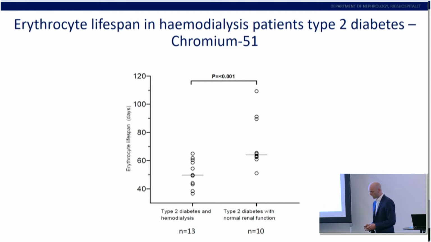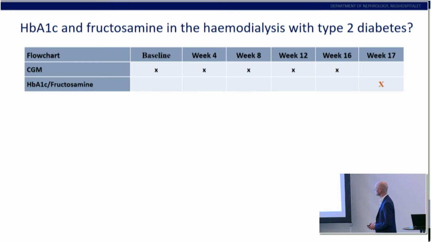And here are the results. So here on the y-axis you have erythrocyte lifespan. Here we have the type 2 diabetics on hemodialysis. And here's the mean lifespan. And here we had the control group, type 2 diabetics with eGFR above 60 milliliters per minute. And the N is small, but still we found a difference, and we think that is one of the main mechanisms for why HbA1c goes down in the severe stages of CKD.